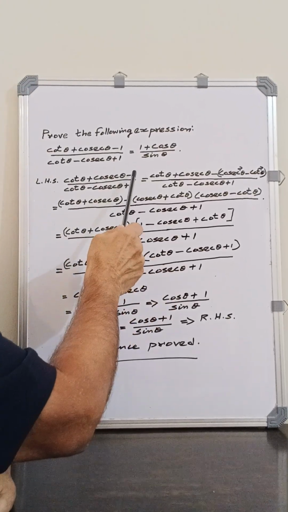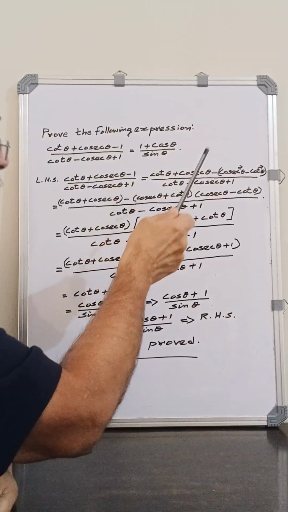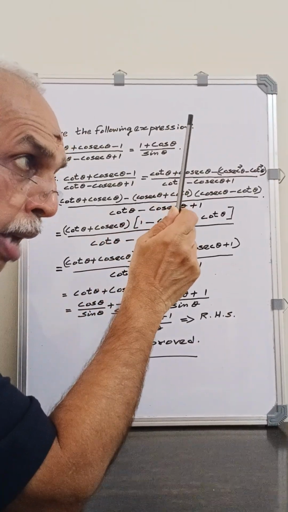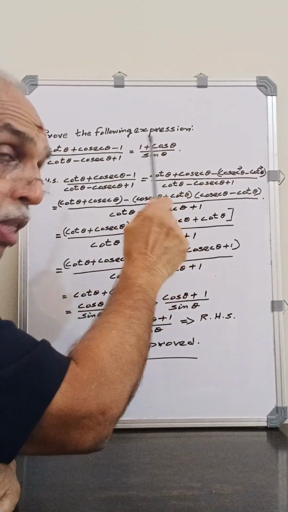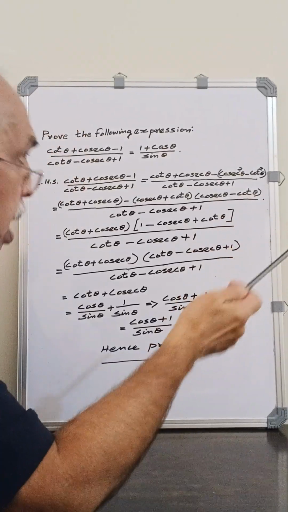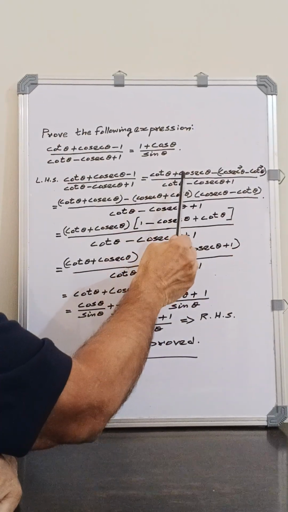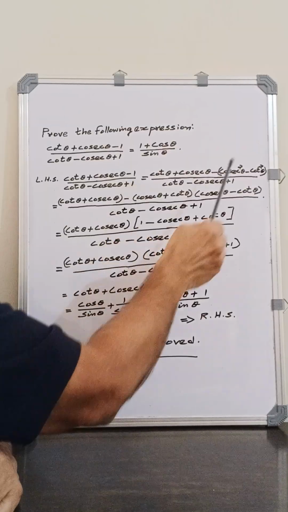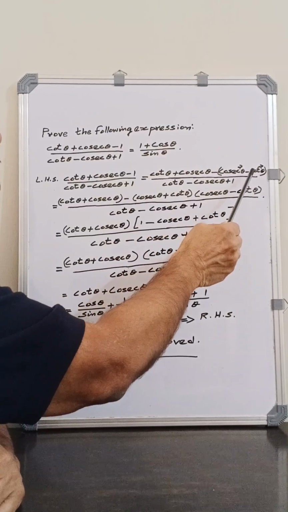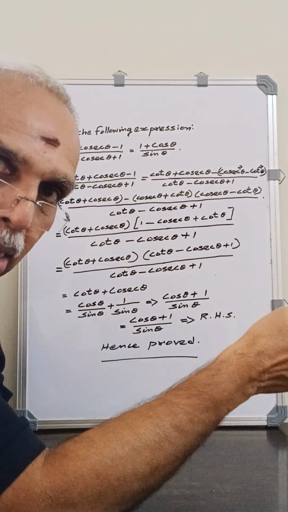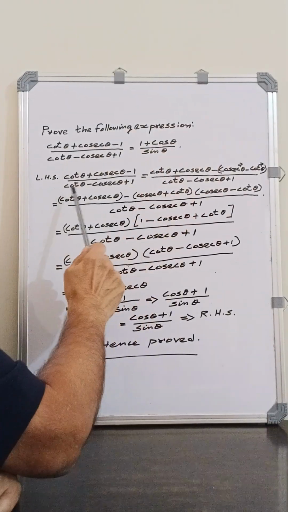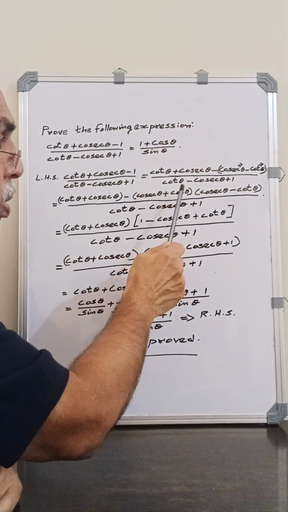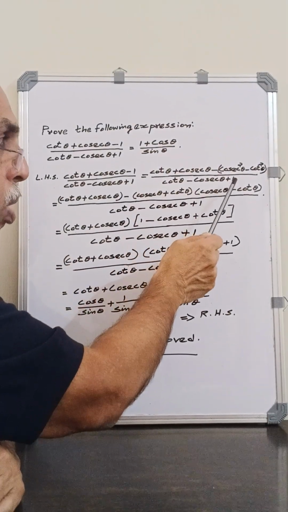That is, instead of 1, we can consider an identity that includes cot theta and cosec theta. Therefore, cot theta plus cosec theta minus 1. Instead of 1, I am putting cosec square theta minus cot square theta. The denominator has not changed: cot theta minus cosec theta plus 1.